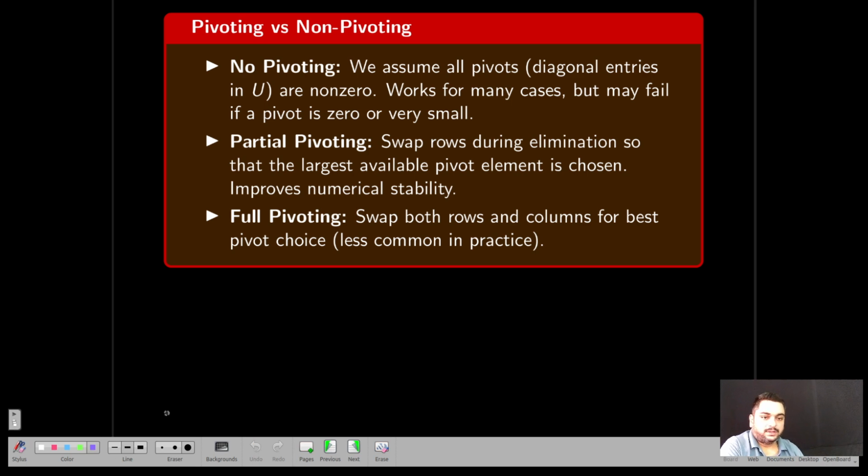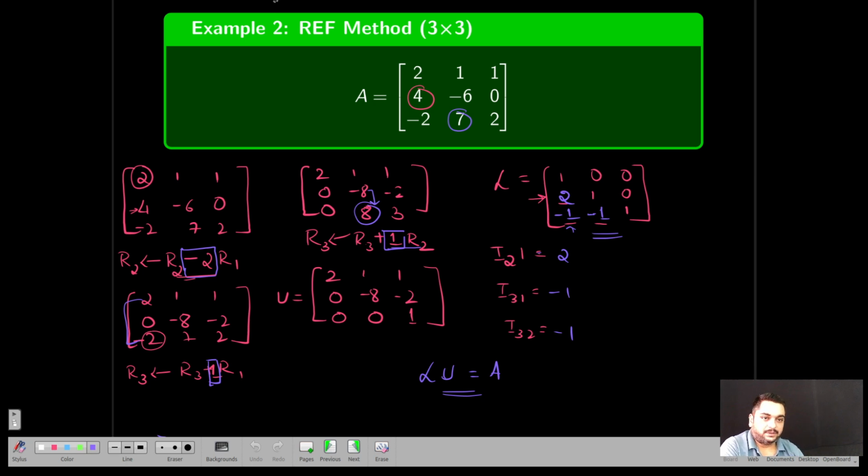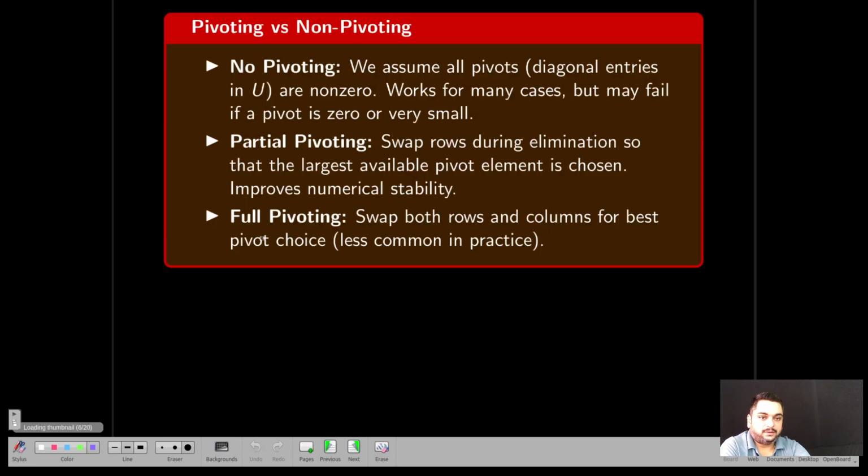Now, there is a problem here. Even in row echelon form, if the pivot element is 0, for example if instead of 2 it was 0 here, then how will you find it? It will become difficult to find the row echelon form. That is called no pivoting. We assume all pivot entries are non-zero. It works for many cases but may fail if the pivot is 0 or very small.